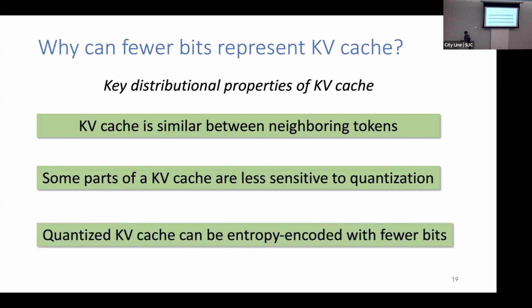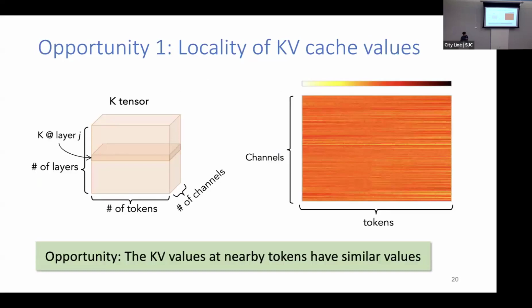Finally, there is the opportunity to binarize a KV cache. Once you quantize the KV cache, it becomes very easy to entropy code it, and the entropy coded representation will be much more compact. Okay, so I'm going to move faster here. I just want to show you this visualization that the KV cache values actually have some locality.